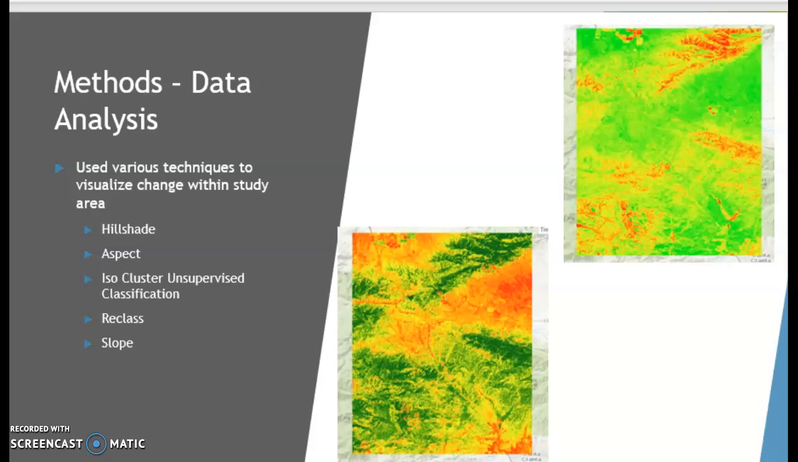So after I prepared the data, I did a data analysis. I used various techniques to help visualize this change within my study area. So different geoprocessing tools such as hillshade, aspect, slope, and the ISO cluster, which was very helpful in showing you what exactly each pixel represents, whether it's vegetation or bare ground or water, things like that. That's very helpful, and I really appreciated working with that.